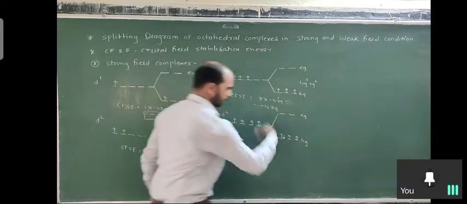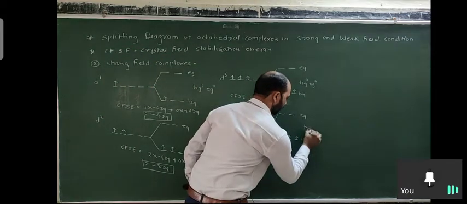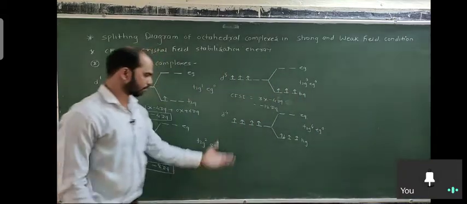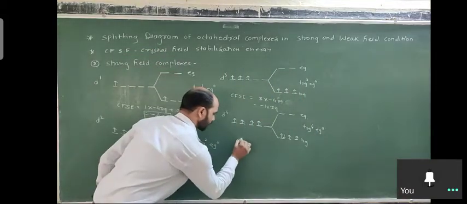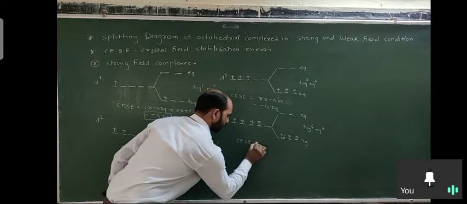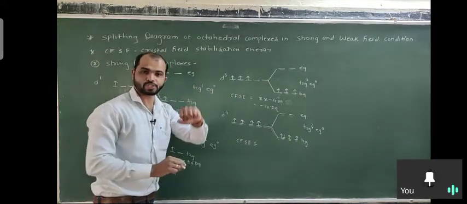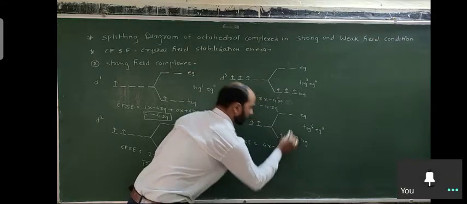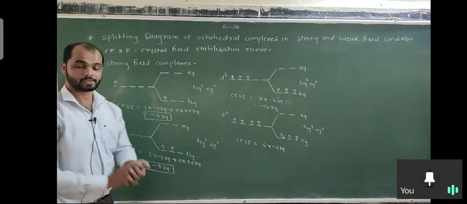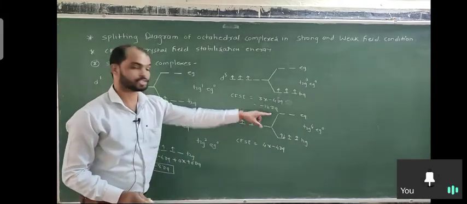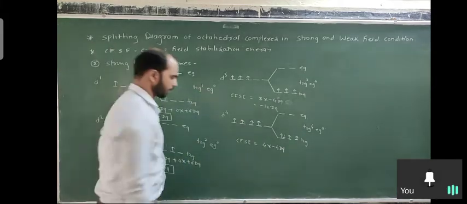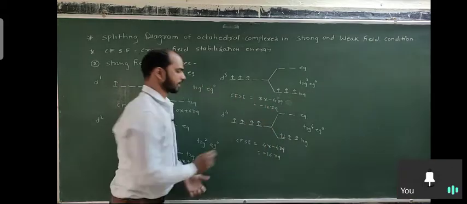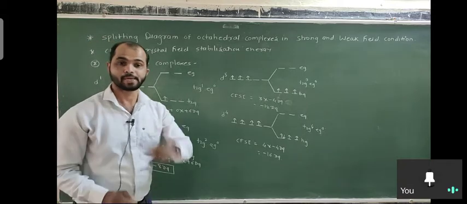So what is the electronic configuration? Here t2g has 4 electrons, eg has 0 electrons. So you can calculate CFSE. How many electrons in t2g? Only 4 electrons, so 4 into minus 4 Dq. There are no electrons in eg, but in examination you mention this, 0 into plus 6 Dq. So the total is minus 16 Dq.